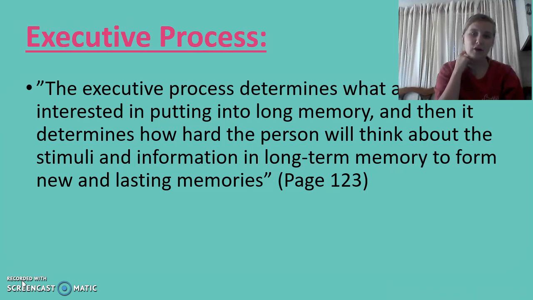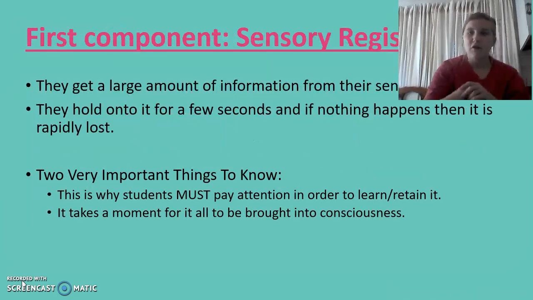So the executive process on page 123, it talks about that, and that determines what a person is interested in, putting it into long-term memory, and then it determines how long the person will think about the stimuli and information in long-term memory to form new and lasting information. And then your first component is your sensory register.